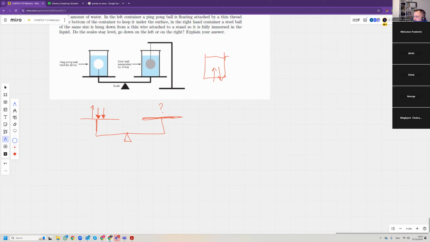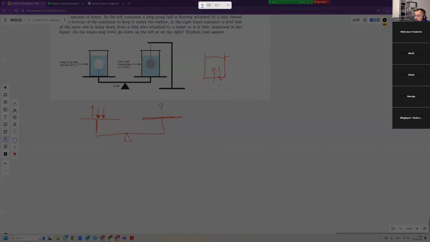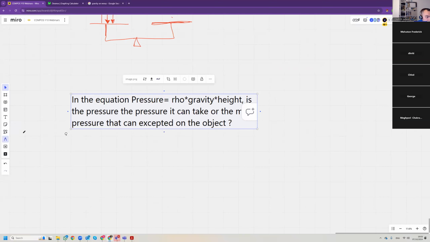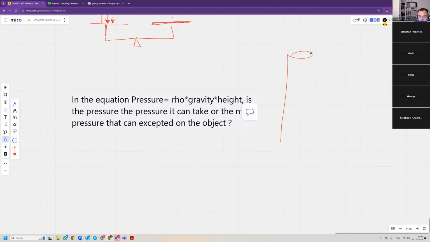In the equation, pressure is rho gravity height, the pressure that can be exerted on the object. Rho g h is the pressure on the bottom of the container. So you have the container and you have a liquid, water, at liquid level h. So the pressure on the bottom is rho g h.